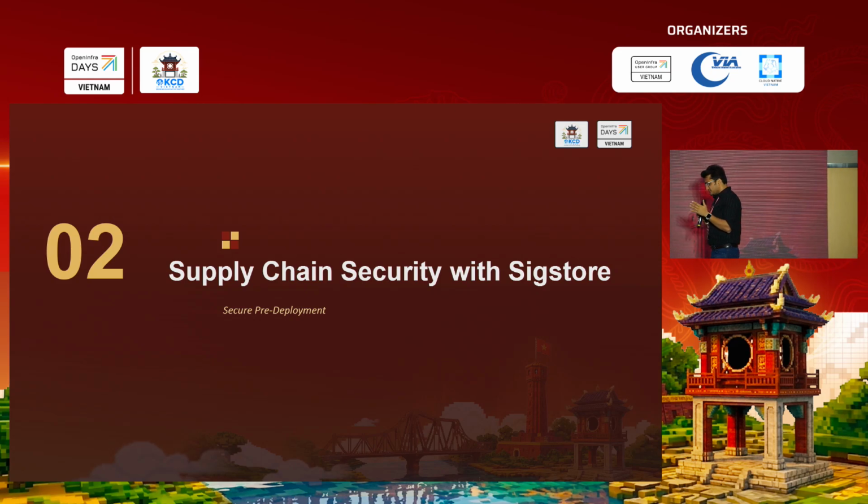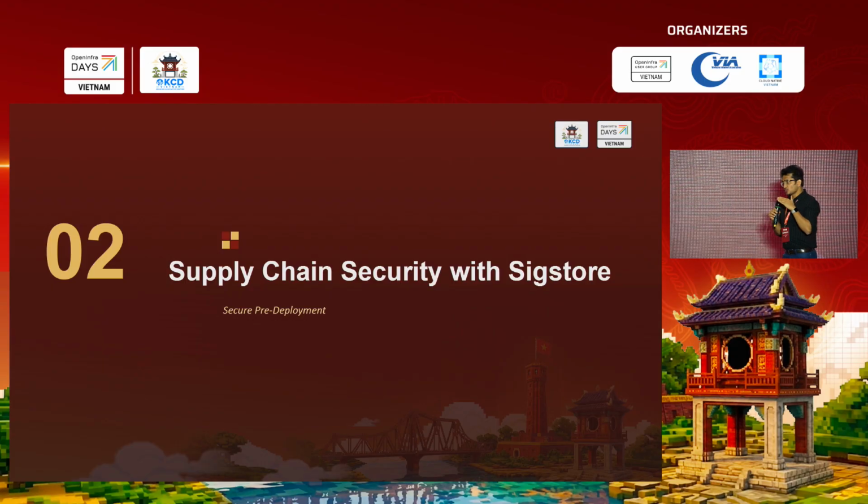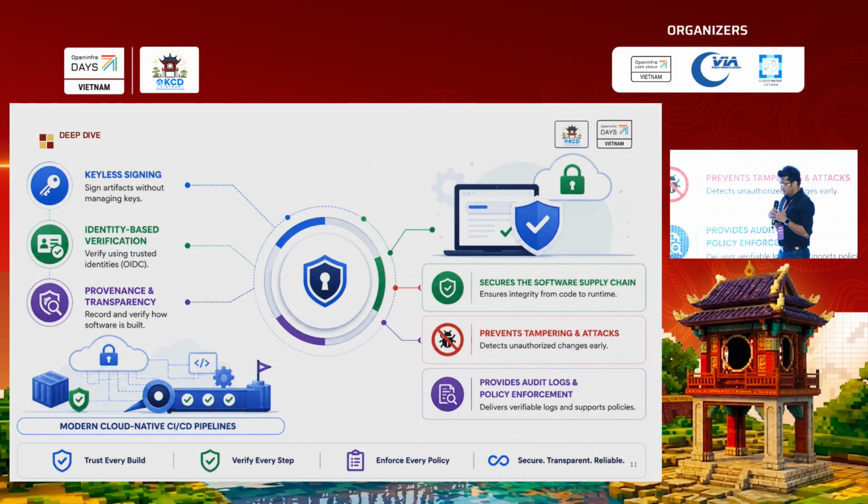As I was saying, two gaps exist. First is the pre-deployment phase, and the second is the post-deployment phase. Now we look at how we can solve the problem of the pre-deployment phase. In another session, somebody was talking about Sigstore, which solves the problem of supply chain security. So yes, I will be talking about the same.